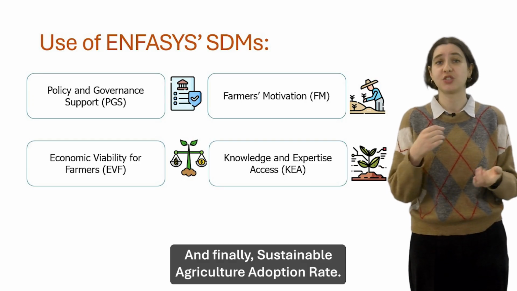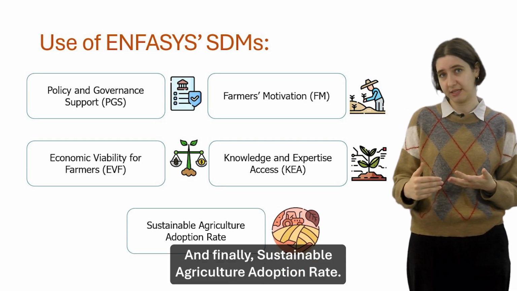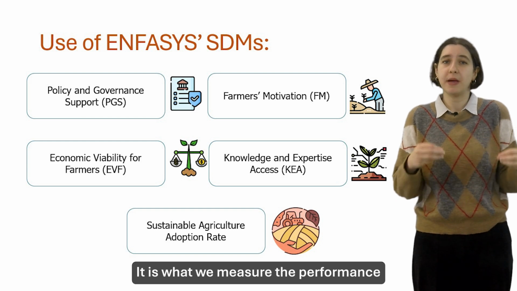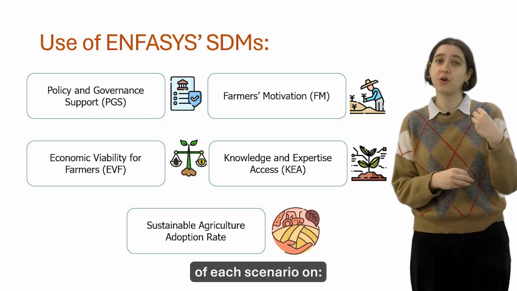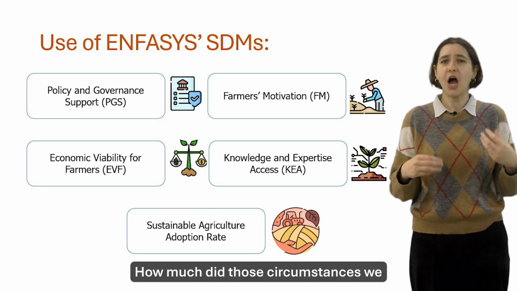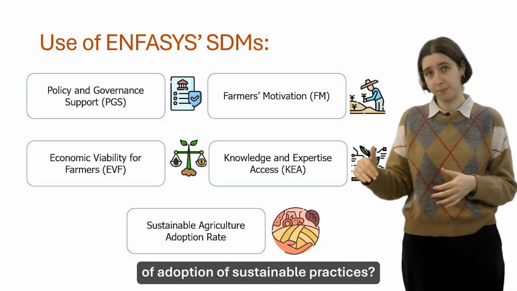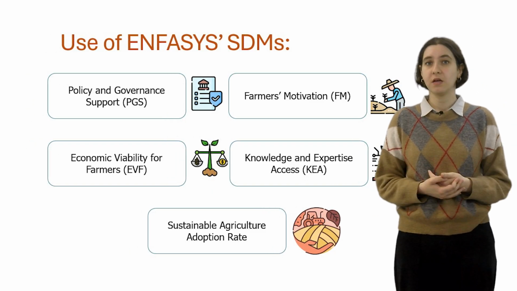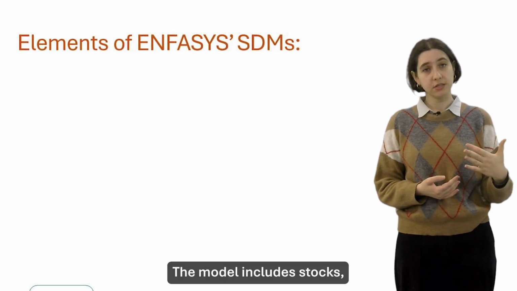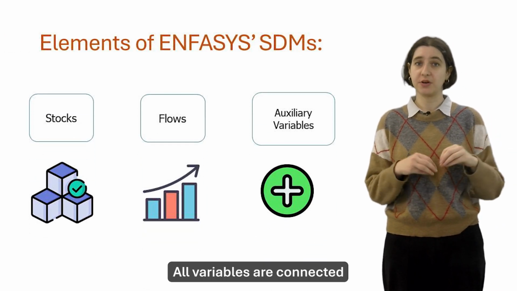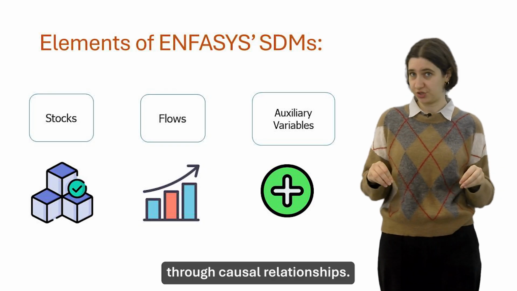And finally, sustainable agriculture adoption rate. This last one is our main outcome variable. It is what we measure the performance of each scenario on. How much did those circumstances we were testing increase the level of adoption of sustainable practices? The model includes stocks, flows, and auxiliary variables. All variables are connected through causal relationships.